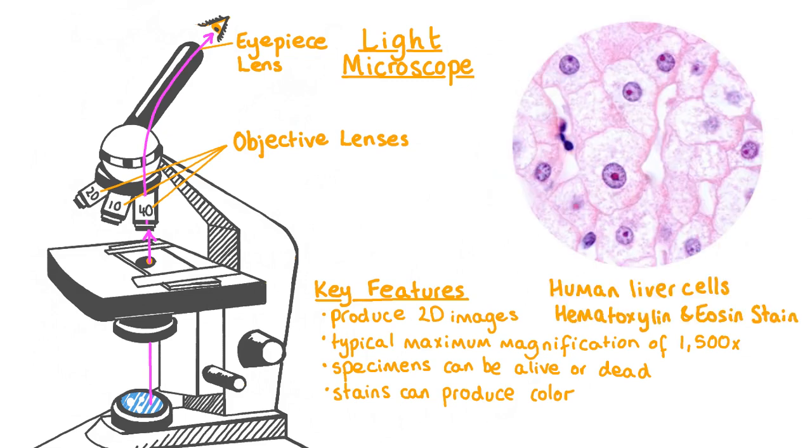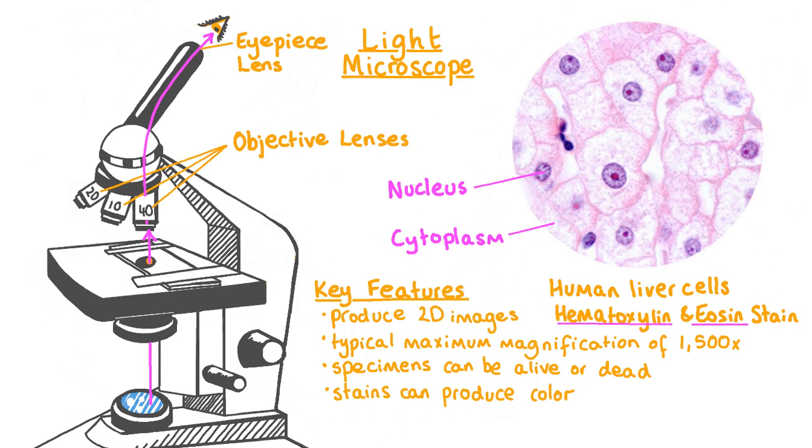This is a micrograph image produced by a light microscope of some human liver cells. Micrographs are effectively photographs of a magnified structure that are produced using a microscope. These liver cells have been stained with hematoxylin and eosin stain. While hematoxylin stains the nuclei of these liver cells in a purplish-blue colour, eosin stains the extracellular matrix and cytoplasm of these liver cells pink, which makes the structures easier to distinguish from each other.